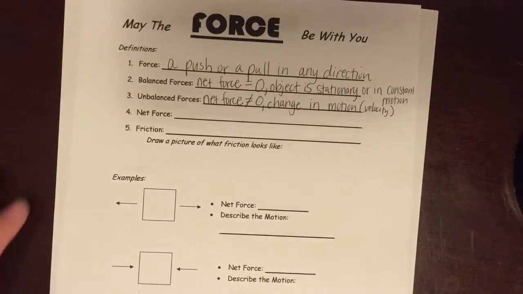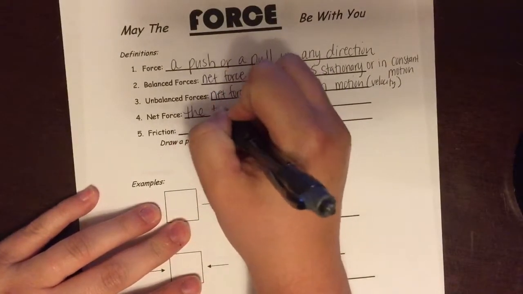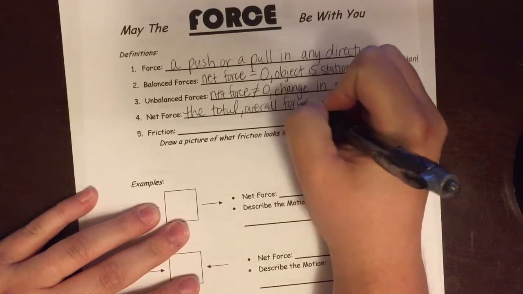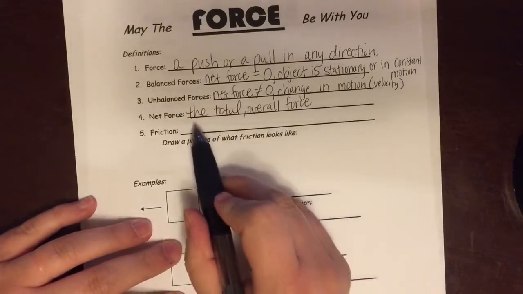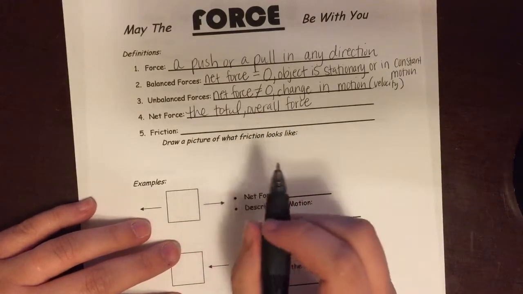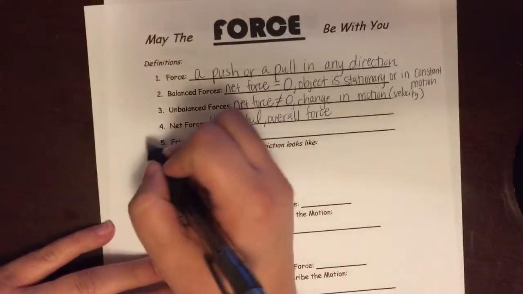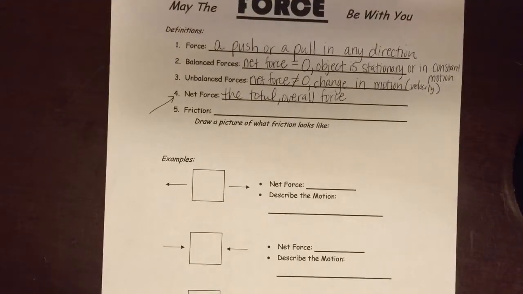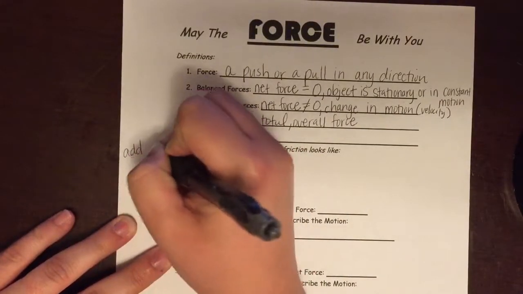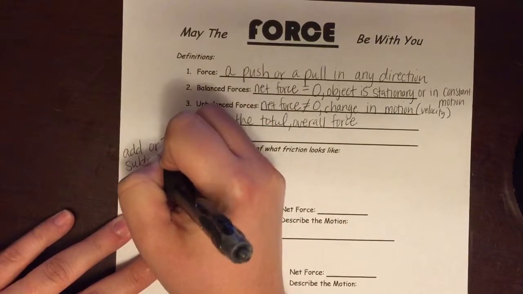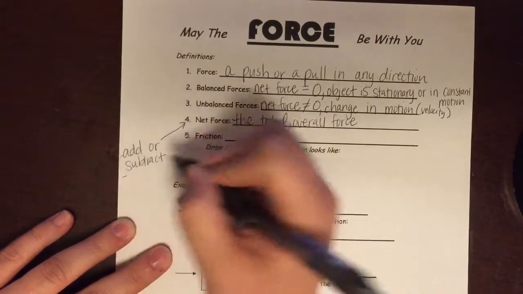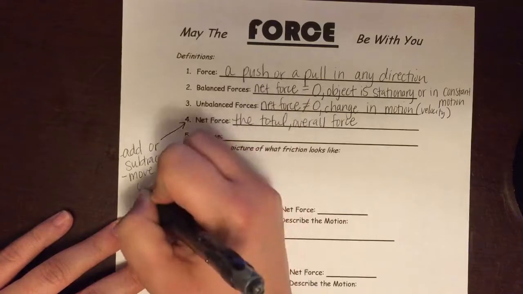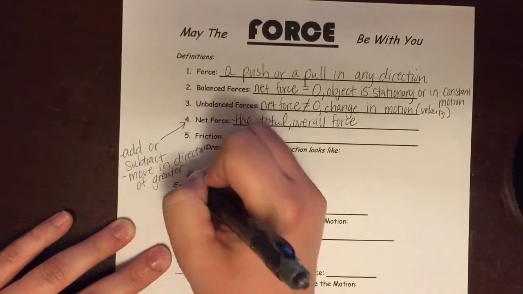Okay, a net force is the total overall force acting on the object. So the total overall force. To find the net force, you have to add or subtract, and then the object's going to move in the direction of the greater force.